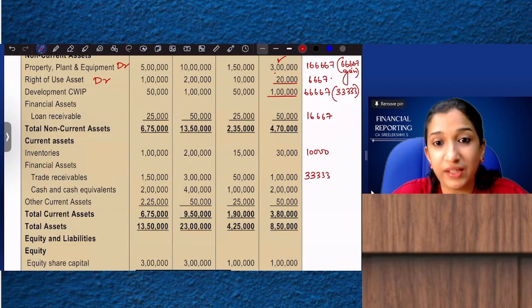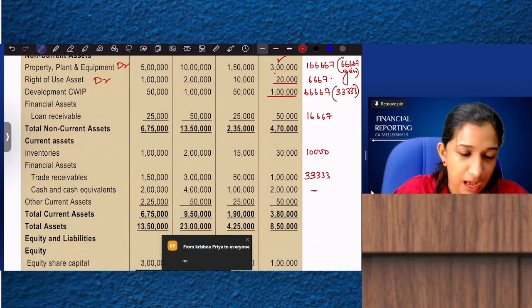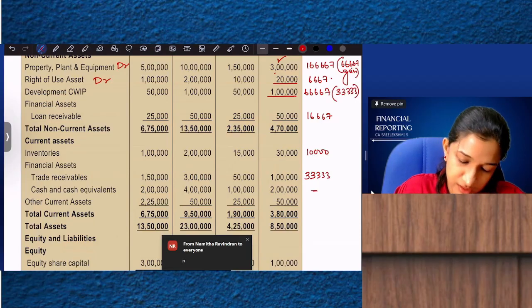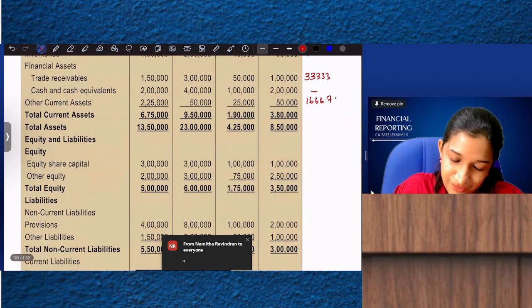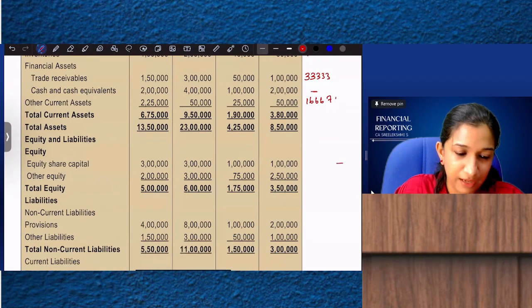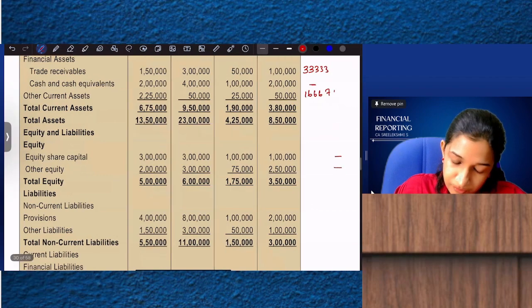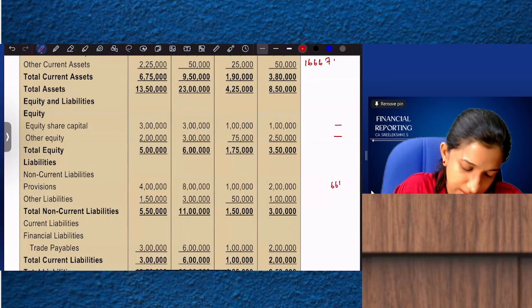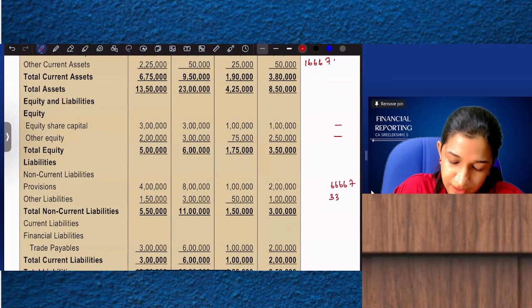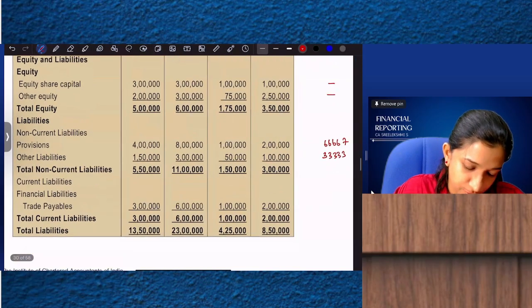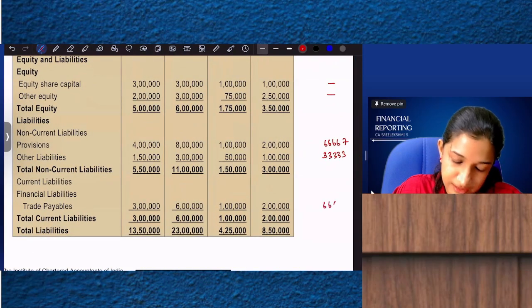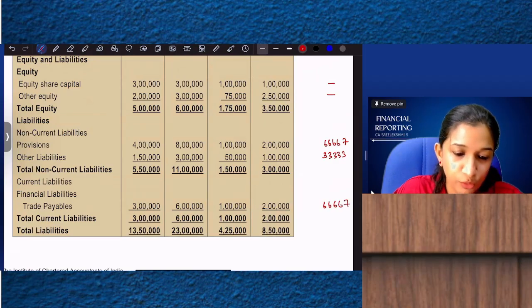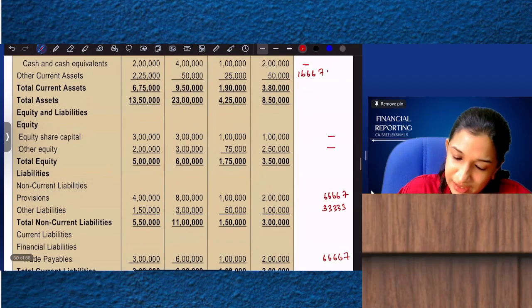Cash and cash equivalents, are we taking over? Do you remember what is given? Cash and cash equivalents, we are not taking over. Other current assets, 50,000 into 1 by 3, 16,667. Then credit. We cannot take over share capital. We cannot take over other equity. To provisions 66,667. Other liabilities 33,333. To trade payables 66,667. Anything else?